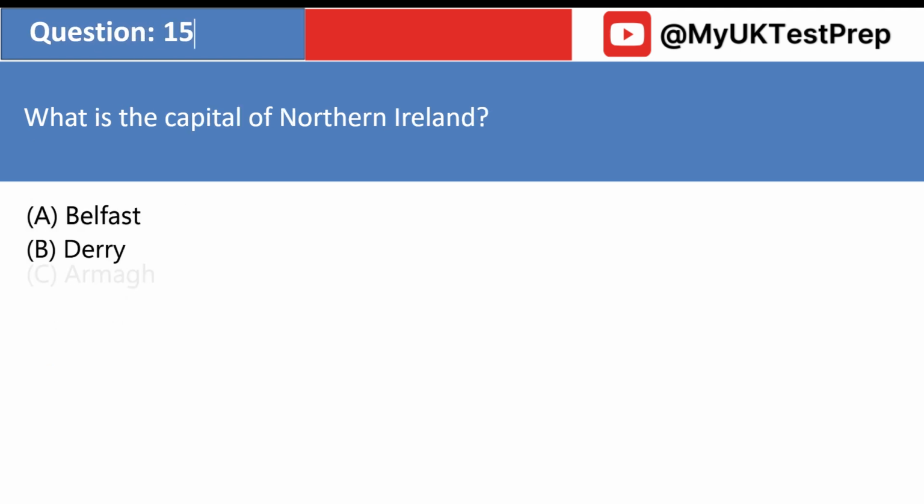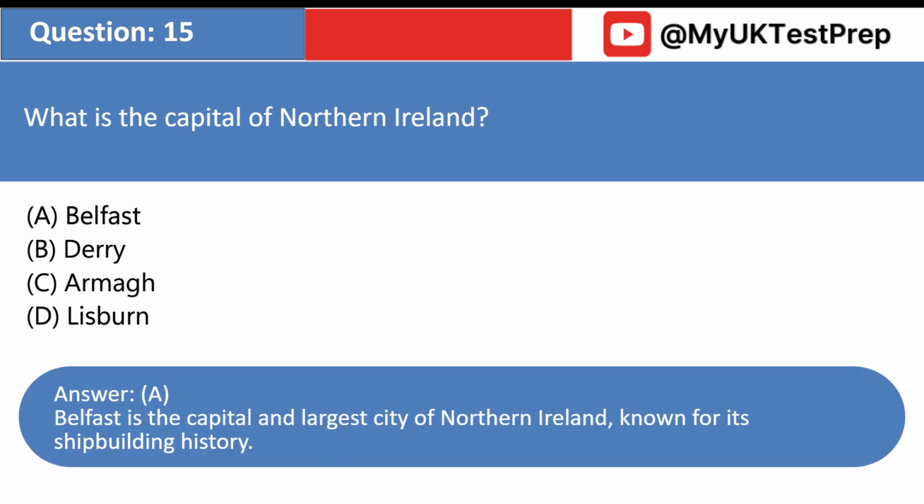What is the capital of Northern Ireland? A. Belfast. B. Derry. C. Armagh. D. Lisburn. Answer: A. Belfast is the capital and largest city of Northern Ireland, known for its shipbuilding history.